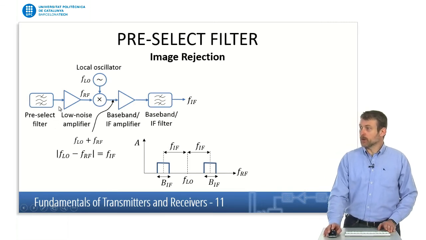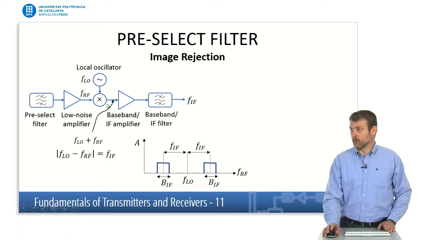Now, you recall from what I said before that we have to adjust the LO frequency with respect to the RF frequency so that the absolute value of the difference between them is equal to the IF frequency, being the IF frequency, the frequency that we want this signal at the output of the receiver stage.